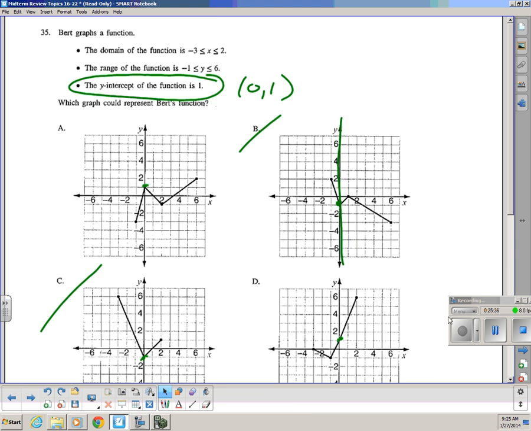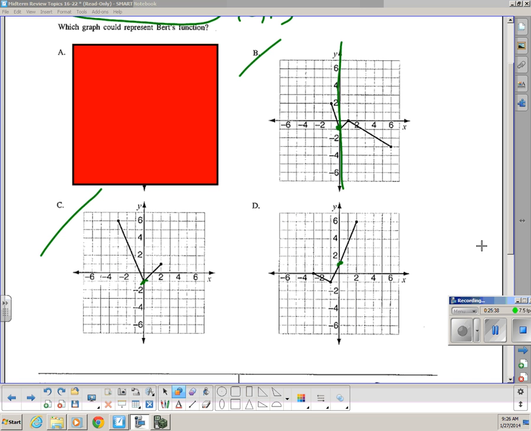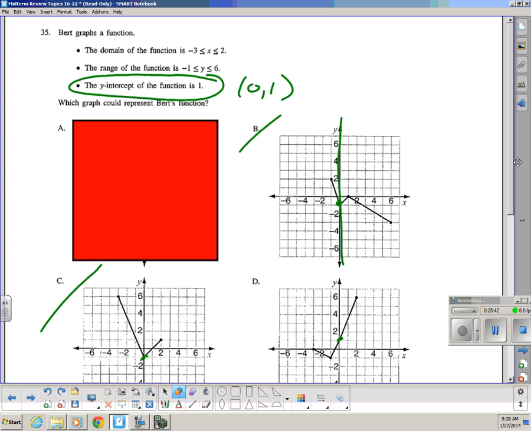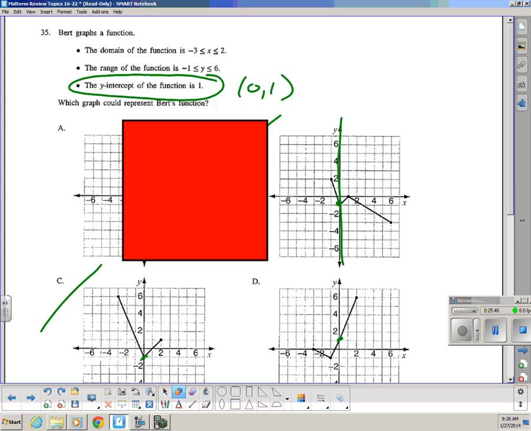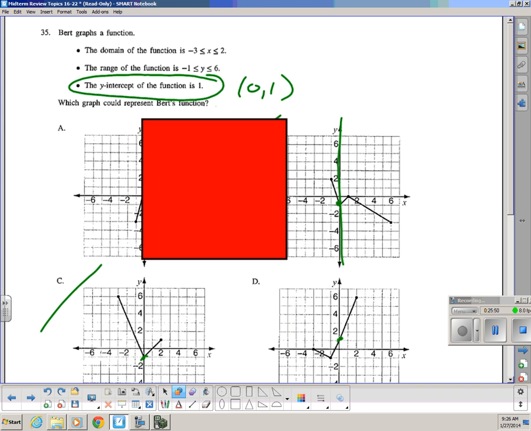Now we're going to create our index cards. So here, let's start with the domain for a minute. I want the domain to be from -3 to 2. So I'm going to scroll my index card in the x direction. My graph starts at -1 in the x direction. Not -3, at -1. So that's out. So now I know D's the answer.